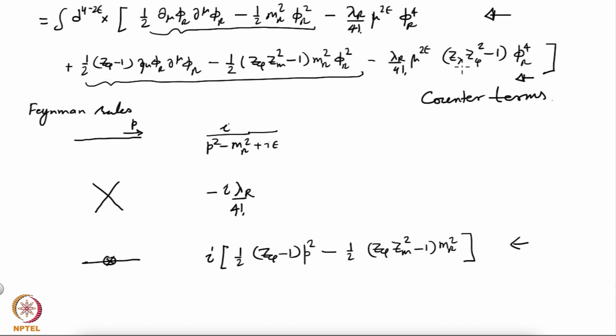And now I am writing this one. Again, to remind that this is coming from a counter term, I have put this circle here, and the Feynman rule is the following. Just like you had minus i lambda over 4 factorial here, you have the same thing here. I have missed a mu to the 2 epsilon.